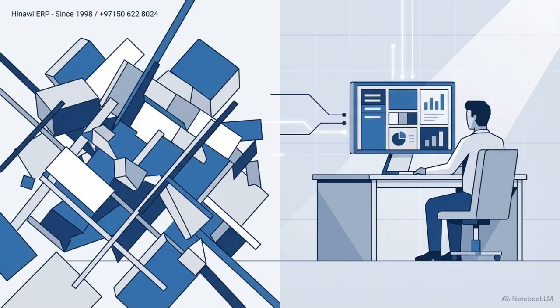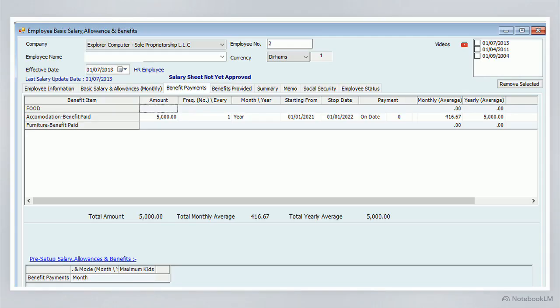We can prevent these scenarios by returning to a structured administrative environment. On the Employee Basic Salary screen, the Benefit Payments tab enforces the global rules established earlier on an individual level. The system maintains strict temporal boundaries. Frequency is locked to the designated term, and date fields prevent any payments falling outside the approved period.